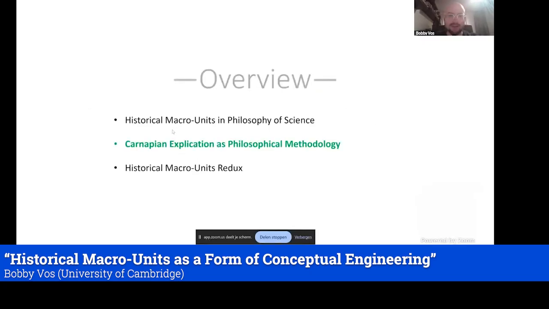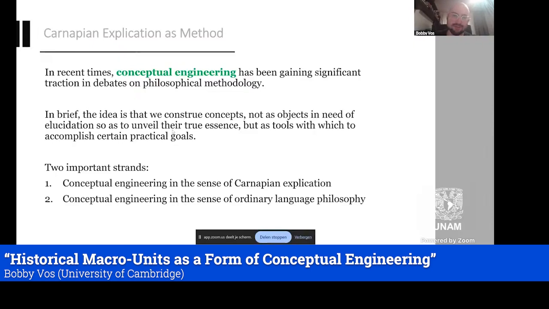So what I would like to say now and to go into now is how, in light of this situation, we are to think of a potentially renewed use of historical macro units within philosophy of science. And here, as announced at the start, I would like to argue that if we adopt the methodological lens of conceptual engineering, and application in particular, we do in fact find that in spite of these past problems with historical macro units, they may nevertheless serve a new function in philosophy of science.